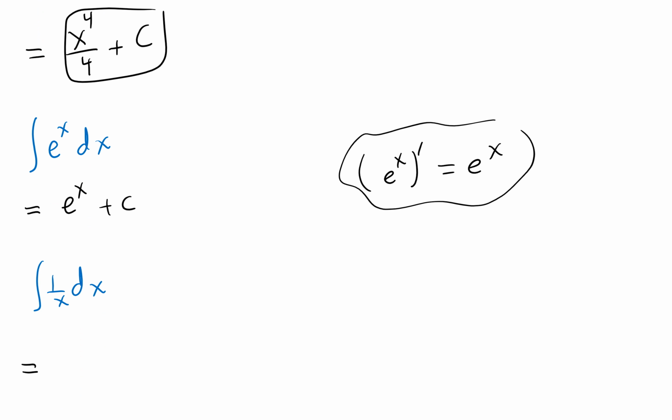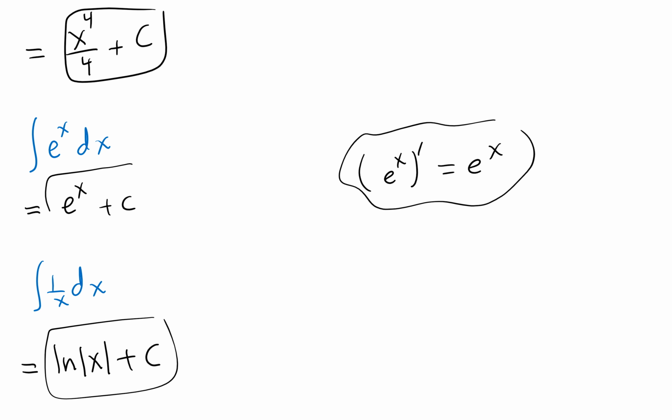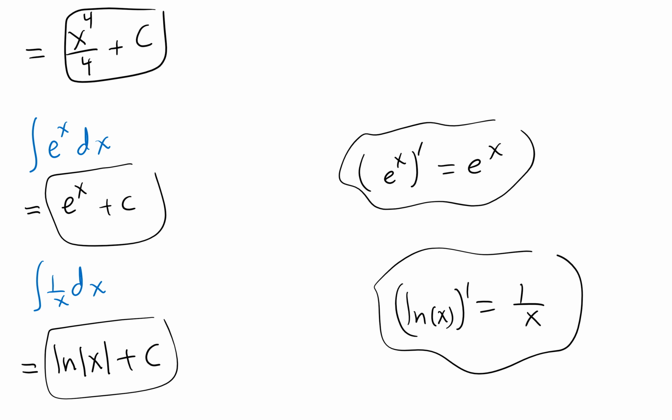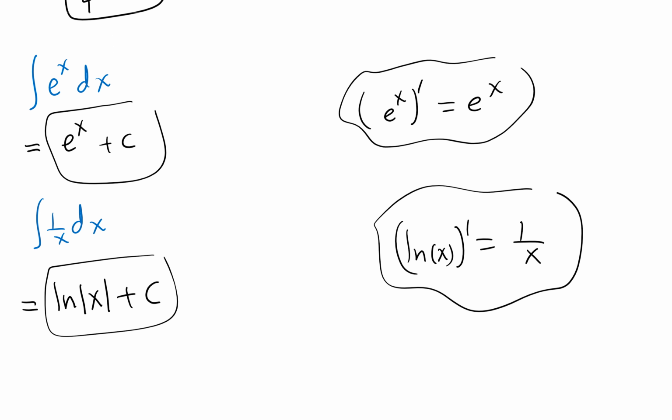For 1 over x, what is the function that, if you differentiate, you get 1 over x? It's the natural log of the absolute value of x. If you guys remember this, the derivative of natural log of x is 1 over x. Backwards would give us natural log of x.